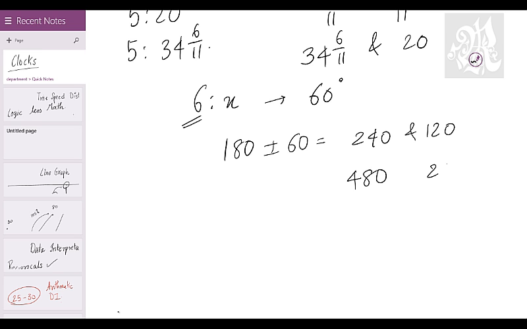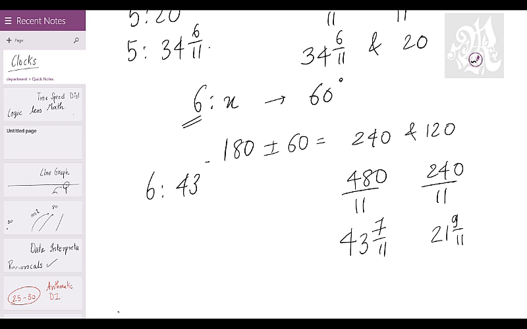Then double. Then divide by 11. Convert the improper to mixed. It will be 43 7 by 11, and this will be 21 9 by 11. So these are the minutes: 6:43 7 by 11 and 6:21 9 by 11. Are we clear? How is it?